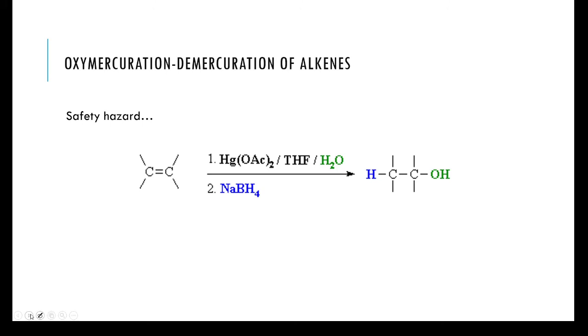So let's look at this one. Oxymercuration, demercuration of alkenes. Now, I don't know of an institution that is still actively using mercury in their labs. Mercury is a safety hazard. THF isn't the greatest thing in the world to work with. But if we did treat it with these two steps, it's another way to create an alcohol.